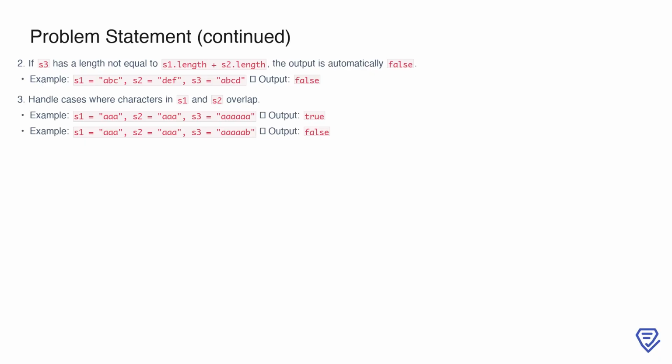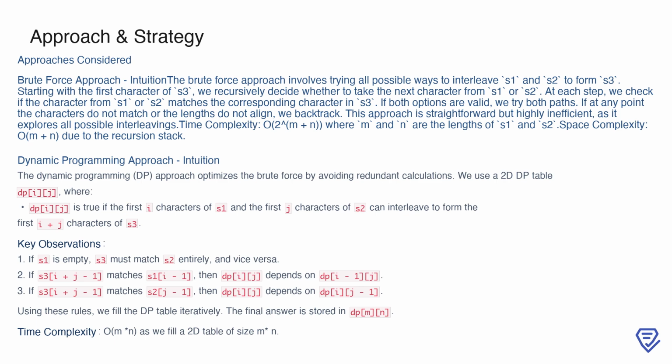To tackle the problem of determining whether S3 is an interleaving of S1 and S2, we can consider a few different approaches. First, the brute force approach involves trying all possible ways to interleave S1 and S2 to form S3. Starting with the first character of S3, we recursively decide whether to take the next character from S1 or S2. If both options are valid, we continue down both paths. At any point where the characters do not match or the lengths don't align, we backtrack. While this method is intuitive, it's incredibly inefficient since it explores all possible interleavings, resulting in exponential time complexity.